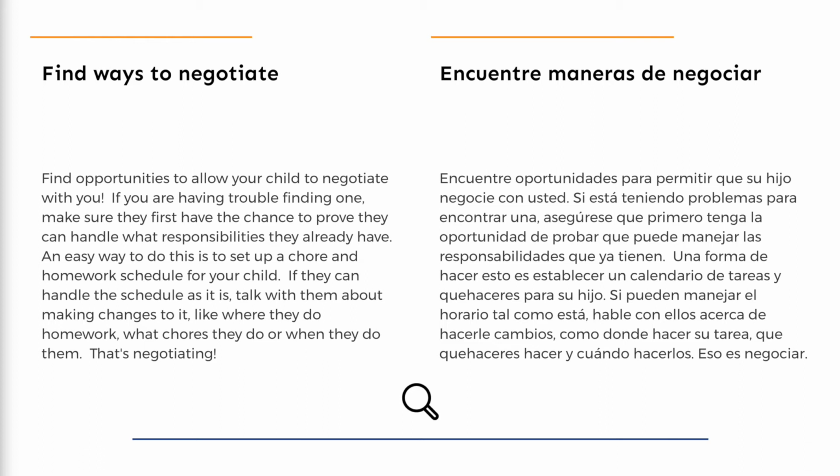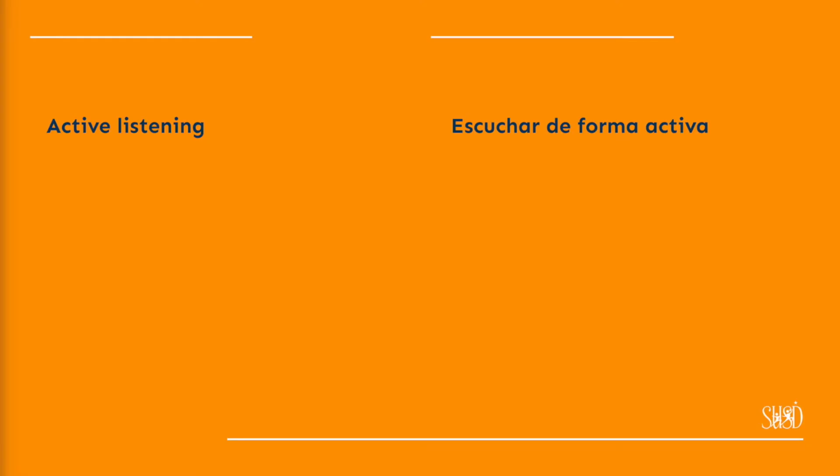Find ways to negotiate. Find opportunities to allow your child to negotiate with you. If you're having trouble finding one, make sure they first have the chance to prove they can handle the responsibilities they already have. An easy way to do this is to set up a chore and homework schedule for your child. If they can handle the schedule as it is, talk with them about making changes to it, like where they do homework, what chores they do, or when they do them. That's negotiating.